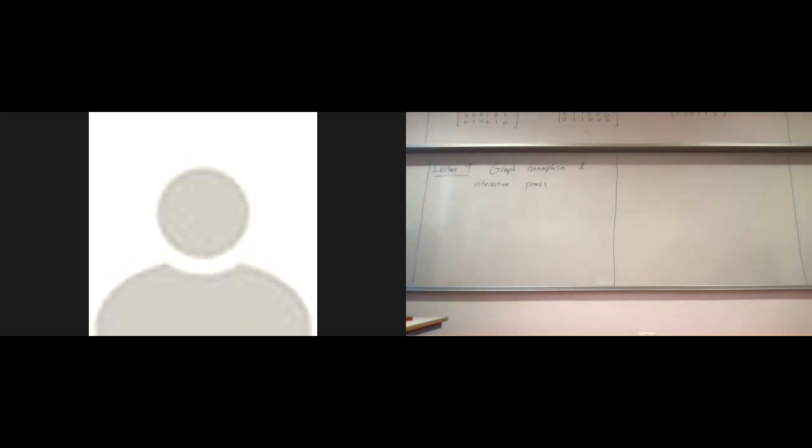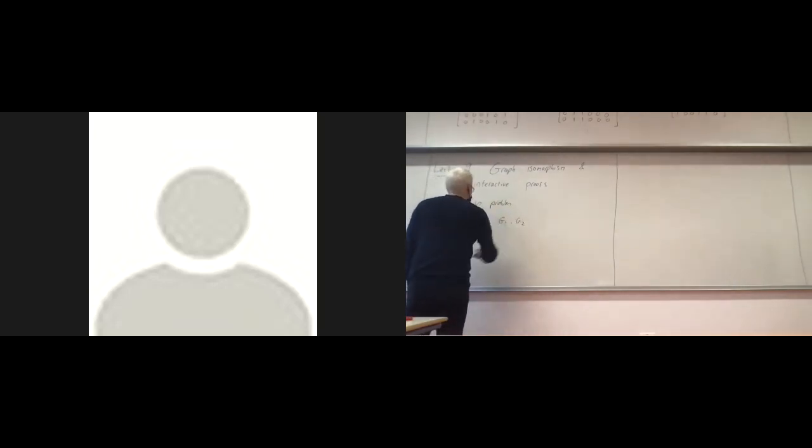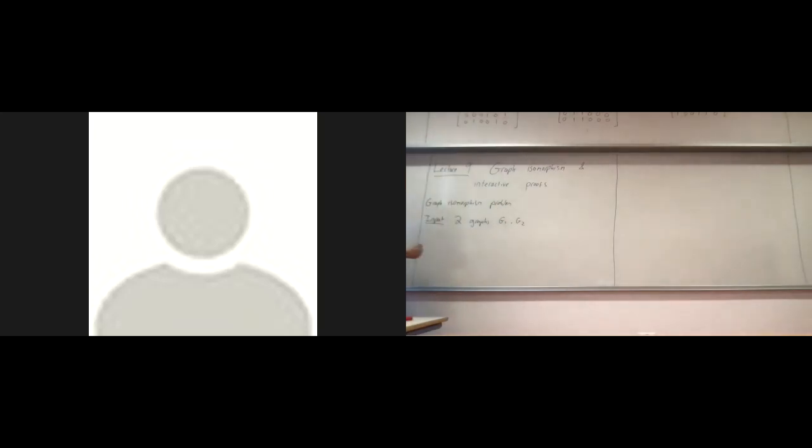So the graph isomorphism problem is simply the problem: the input is two graphs, G1 and G2, and the output is to accept if the graphs are isomorphic, reject if not. We know how to present graphs as adjacency matrices; I've got explicit examples up there. So the question is simply, are G1 and G2 isomorphic?